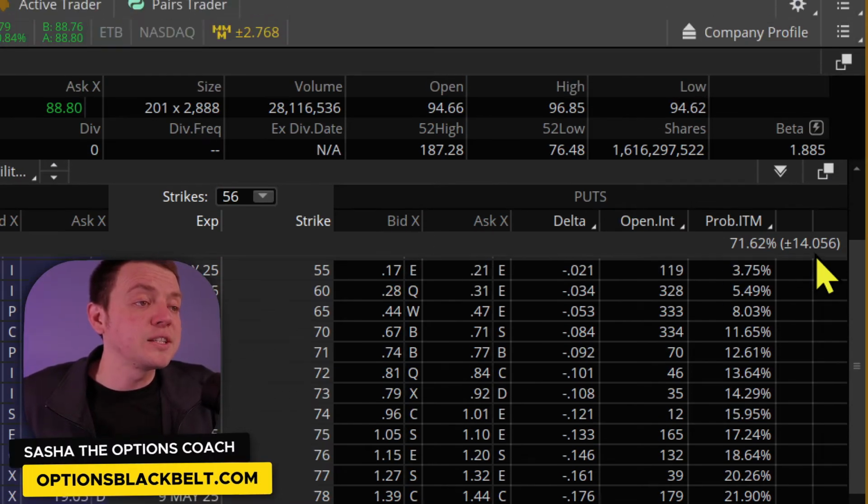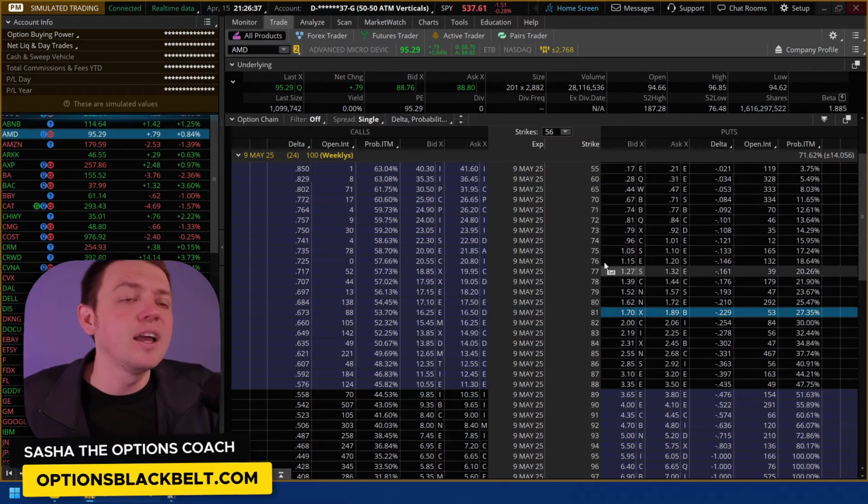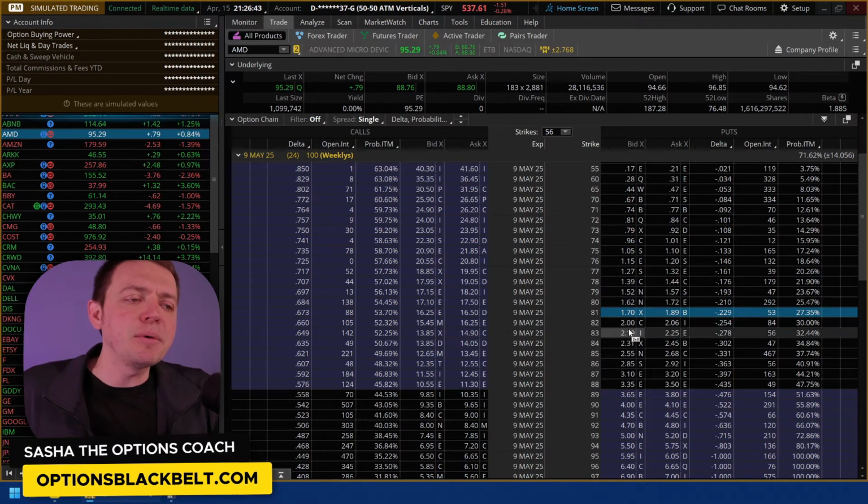You also have an expected move of about 14 over here. With that 14 expected move, you can say, do I go from the 95, take away 14 and go beyond that? Or do I look at the movement of the stock? Do I check the chart? Where do I go?